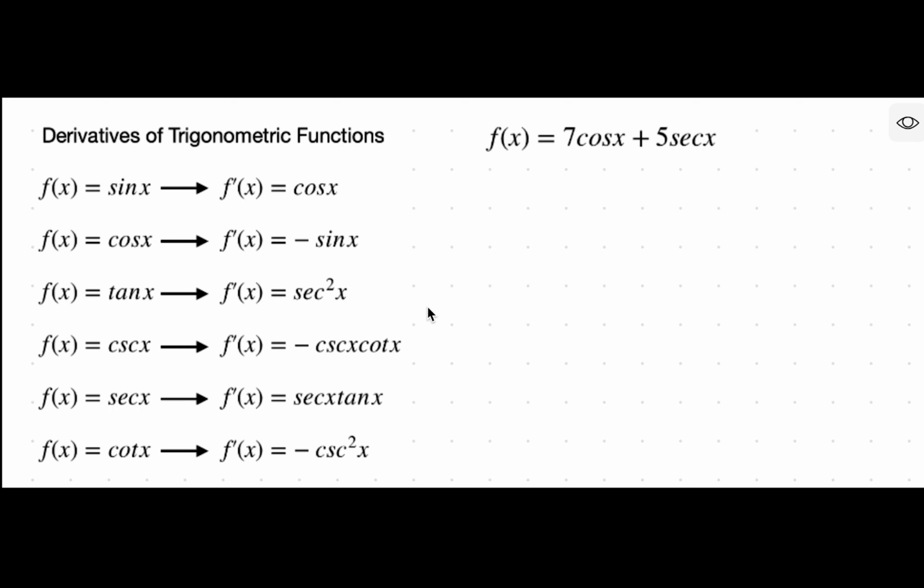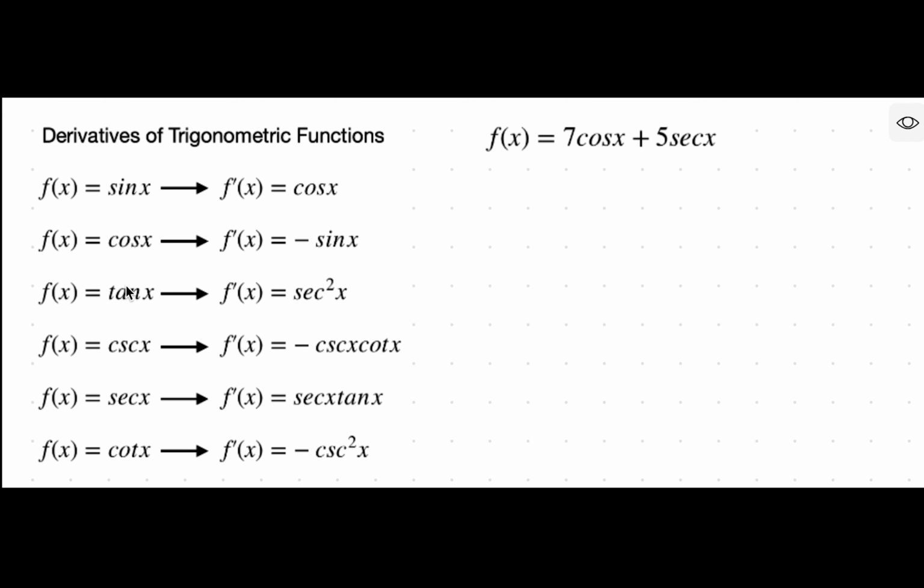So for this video, we're going to go over the derivatives of trig functions. So here I have the 6 basic trig functions listed, along with their derivatives. So the derivative of the function sine of x is going to be cosine of x. The derivative of cosine of x is going to be negative sine x.